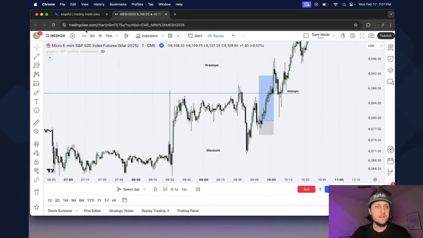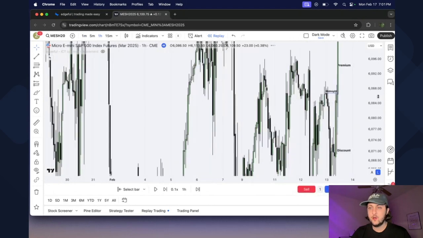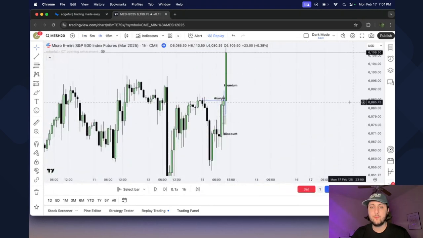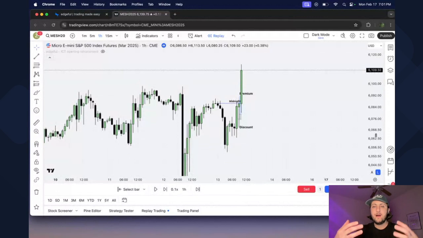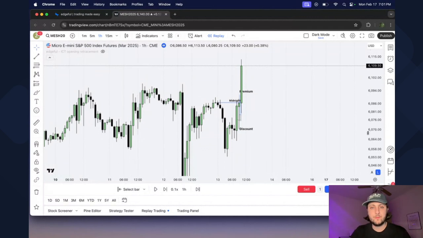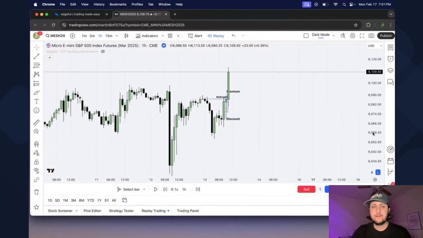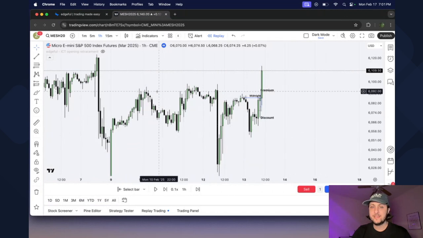Now, what I need to do is go to the higher time frames to help get more context on how else I can feed that long bias, right? I can't just look at the midnight opening retracement report. So what I'm seeing on the hourly time frame here is that we've been in a range. We've been trading in a range since last week.